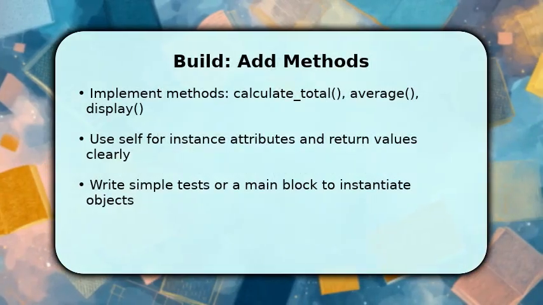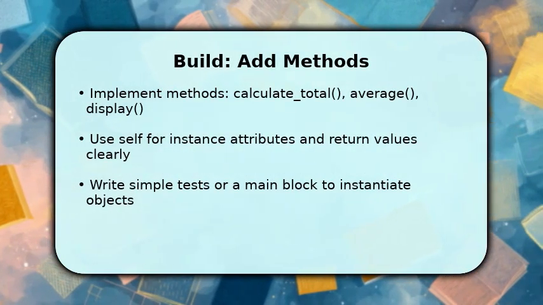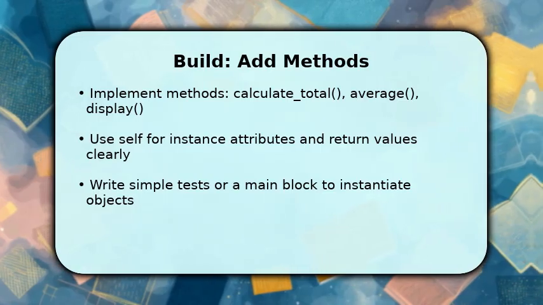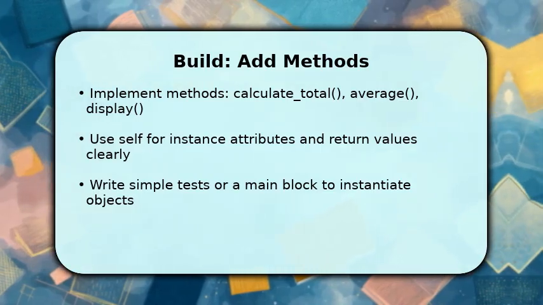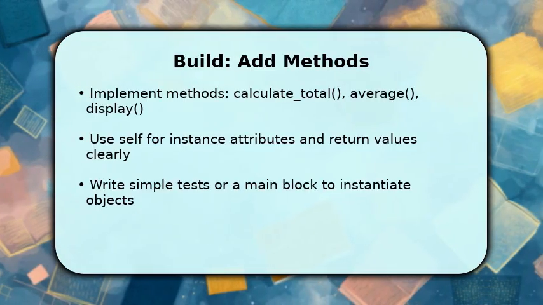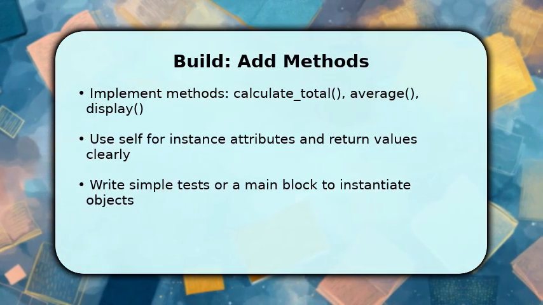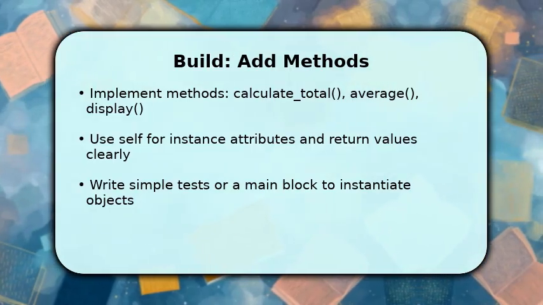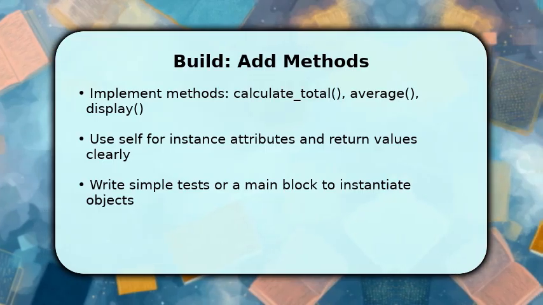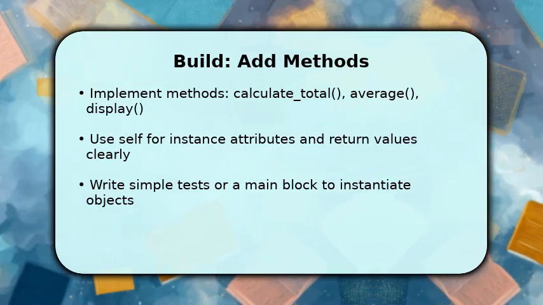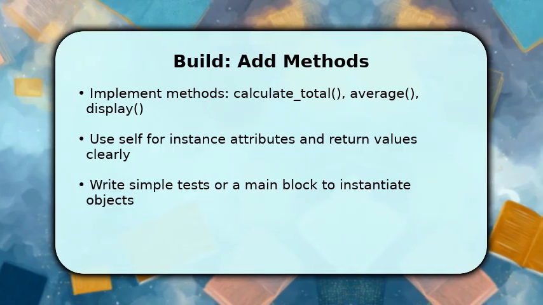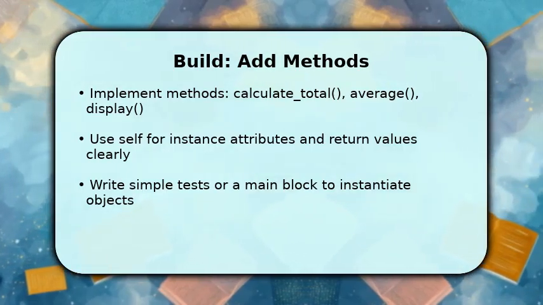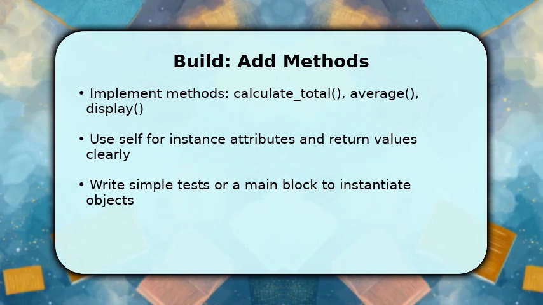You will now add functionality inside the class. Define calculate total to sum marks and average to divide by subject count. Return numeric results so tests can check them. Use a display method to print formatted output for quick verification. Then write a main block that creates several student objects with sample data to exercise methods. Run the script repeatedly while adjusting logic. This iterative testing reveals edge cases like 0 subjects or missing marks, which you can handle with simple guards.